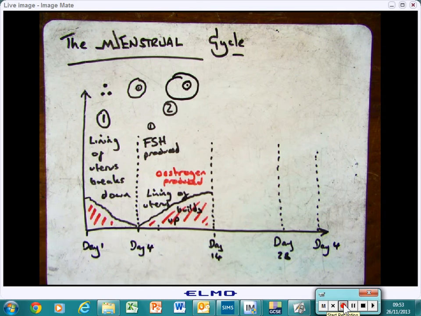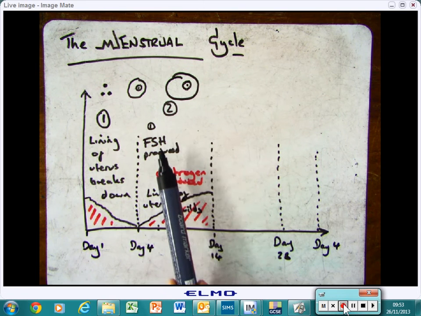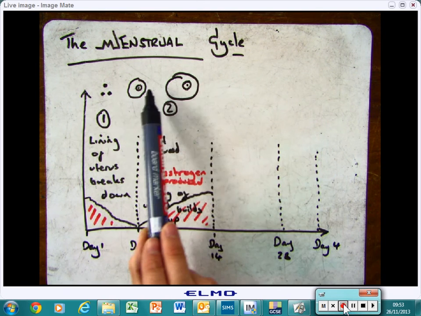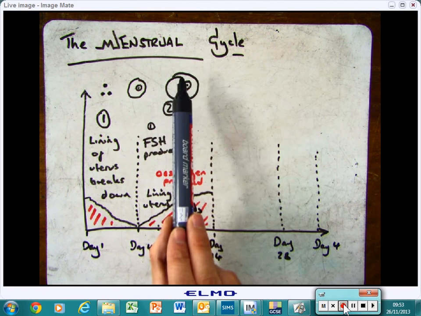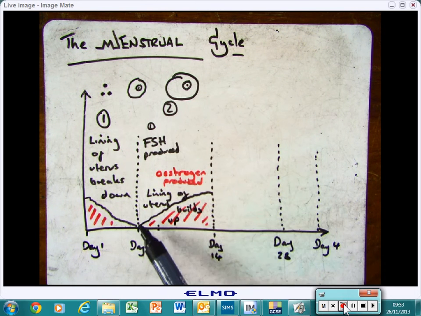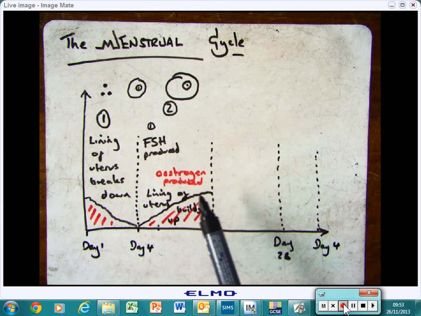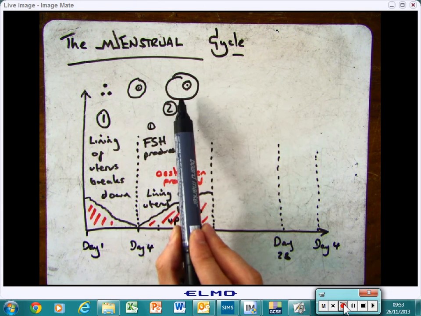So a quick recap then. First thing that happens is the lining of the uterus breaks down. Follicle stimulating hormone is produced. That means that an egg has started to be produced in this follicle, which is this circle bit here. As the lining breaks down, estrogen is produced, and the lining of the uterus builds back up again. All the time, this follicle is growing and the egg cell is growing.